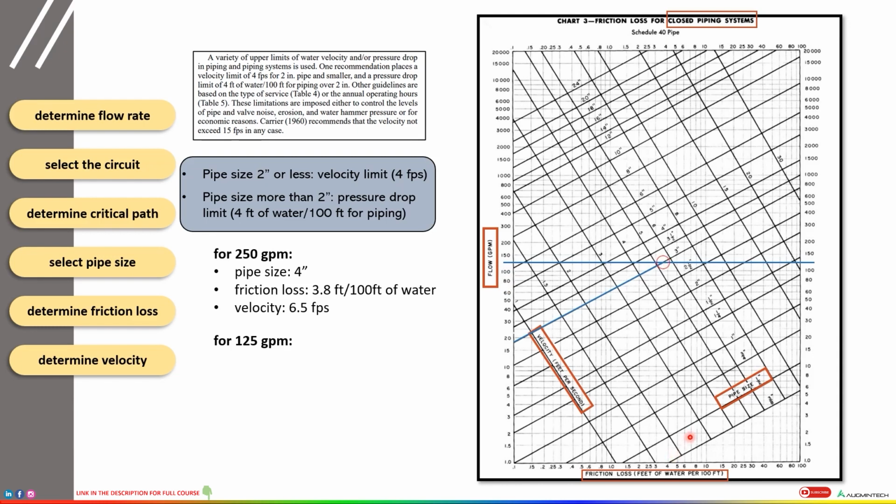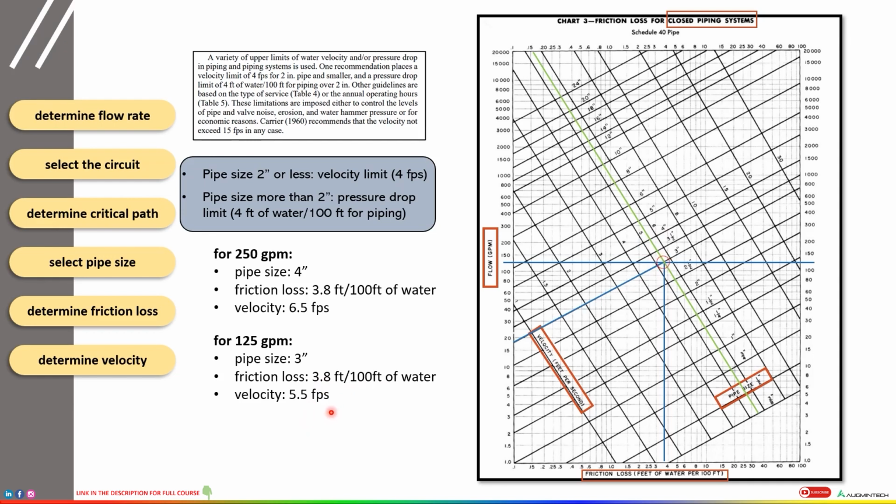So based on that, we'll select this value, which is 3 inches of pipe size. In this case, for 125 GPM, we are getting 3 inches of pipe size, and the friction loss is again almost equal to the earlier value that we found. So we'll again take 3.8. And if we see the velocity, it's anywhere between 5 and 6. So that value we can take as 5.5 FPS.